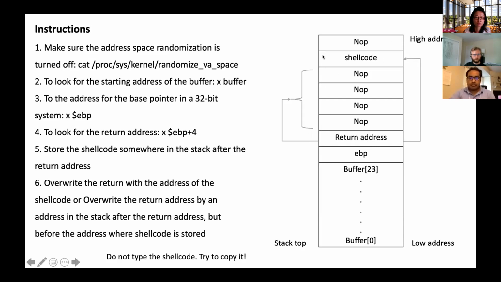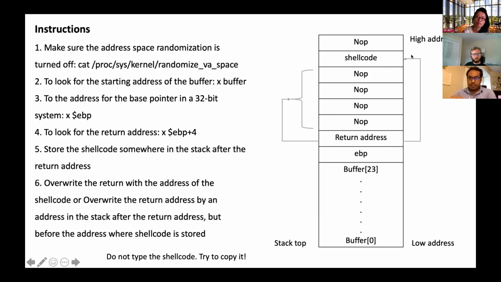So this is the exact way. And you can just calculate the address where you are going to store the shellcode. Once you have that address, you just need to put that address in the appropriate place in your buffer to override this return address.